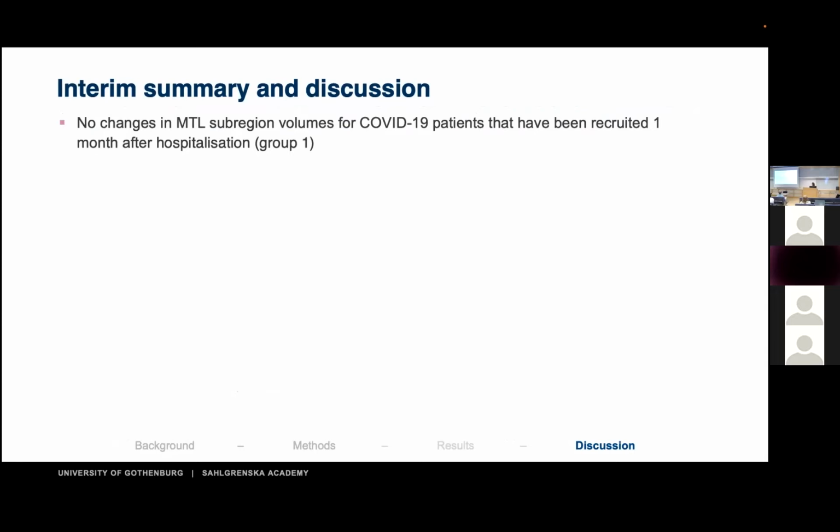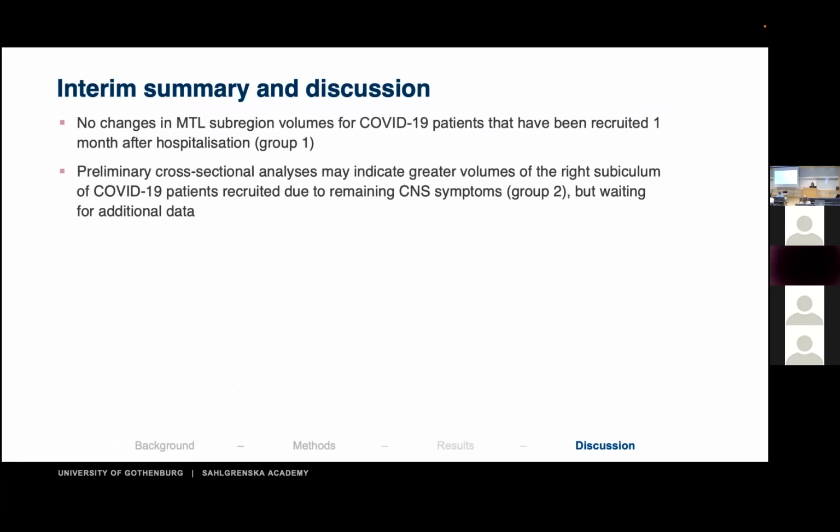I think patient group 2 might be of particular interest. So the patient group that was recruited due to remaining CNS symptoms. Preliminary cross-sectional analyses are indicative of greater volumes of the right subiculum, but we're waiting for additional data before further interpretation.